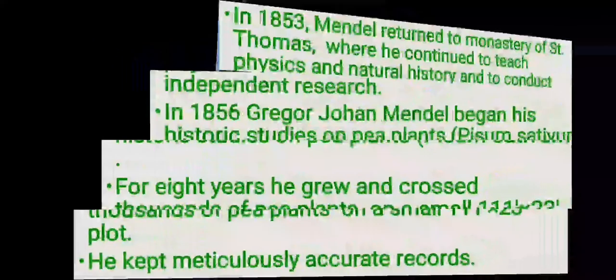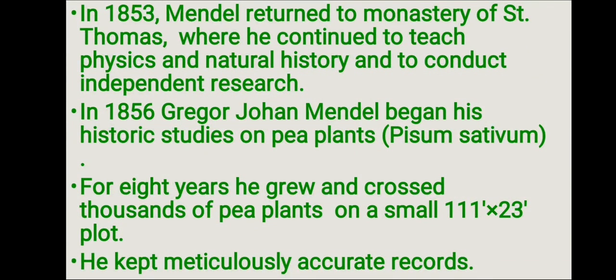The next point regarding Mendel: in 1853, Mendel returned to the monastery of St. Thomas. The date is important, that is 1853. Once he had enrolled himself in the University of Vienna, he returned back to the monastery of St. Thomas, where he continued to teach physics and natural history, and also tried to conduct independent research.